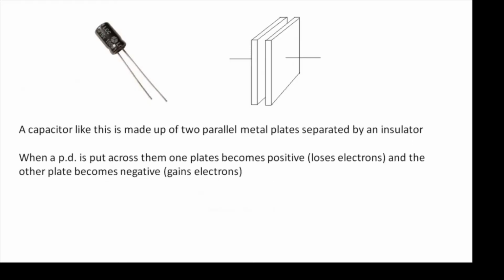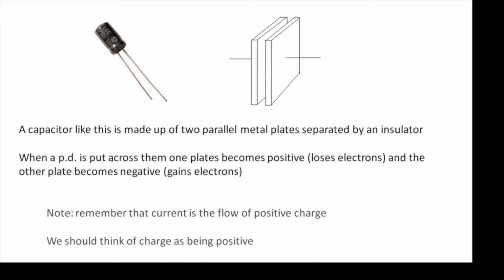This is a capacitor. It doesn't look very much like it, but it's actually made up of two metal plates separated by an insulator. We put a voltage across these plates, and one of them loses electrons and becomes positive, and the other plate gains electrons and becomes negative. Saying that, though, it's more useful to think about positive charge. Positive charge flows onto one of the plates and it becomes positive. Positive charge flows off the other plate and it becomes negative. Current is the rate of flow of positive charge.